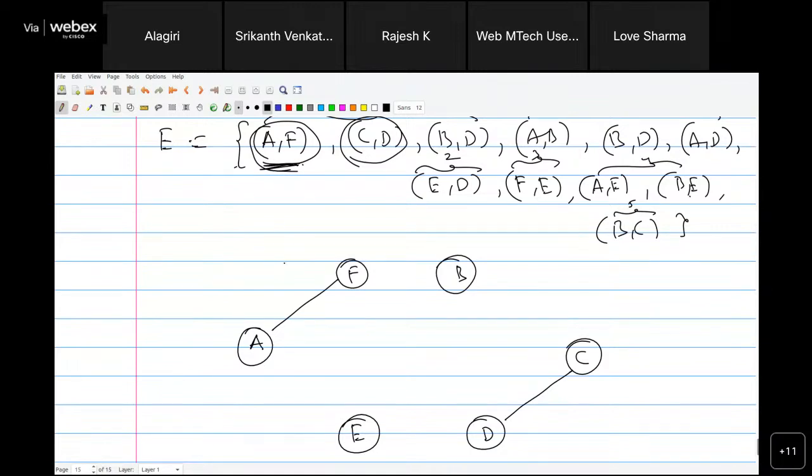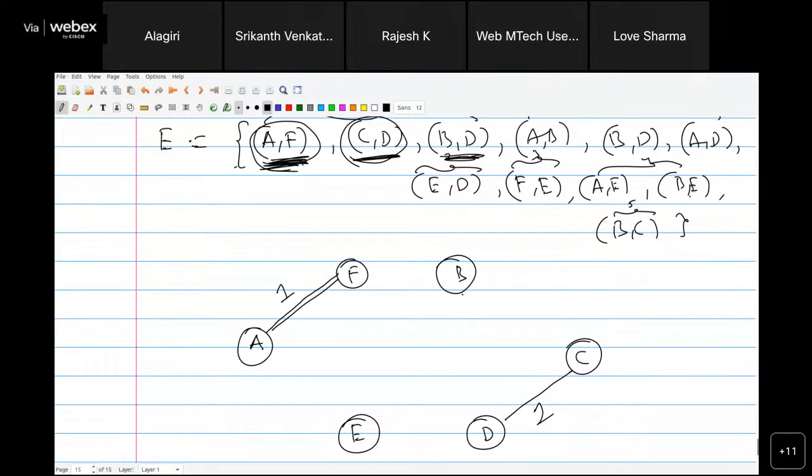If there is a cycle, he will exclude that edge and move to the next edge, and he will complete till the end. So AF is the starting edge, so there will not be any cycles at all. So he will add AF, and the next edge also he will add, because with 2 edges we cannot create a cycle. So we will add that edge also.